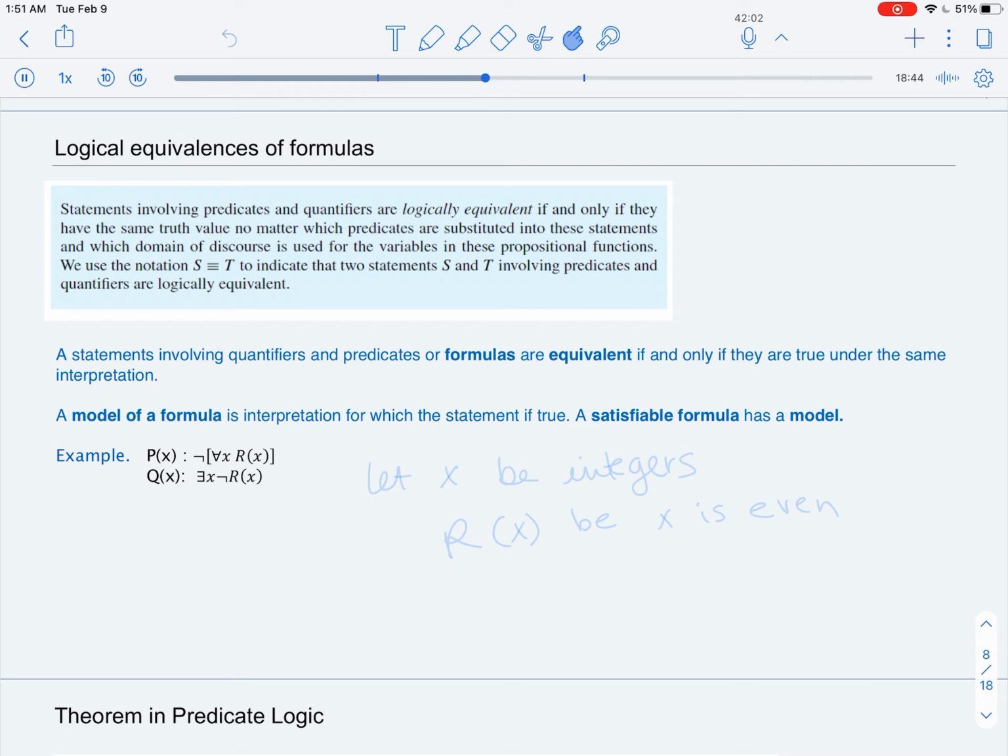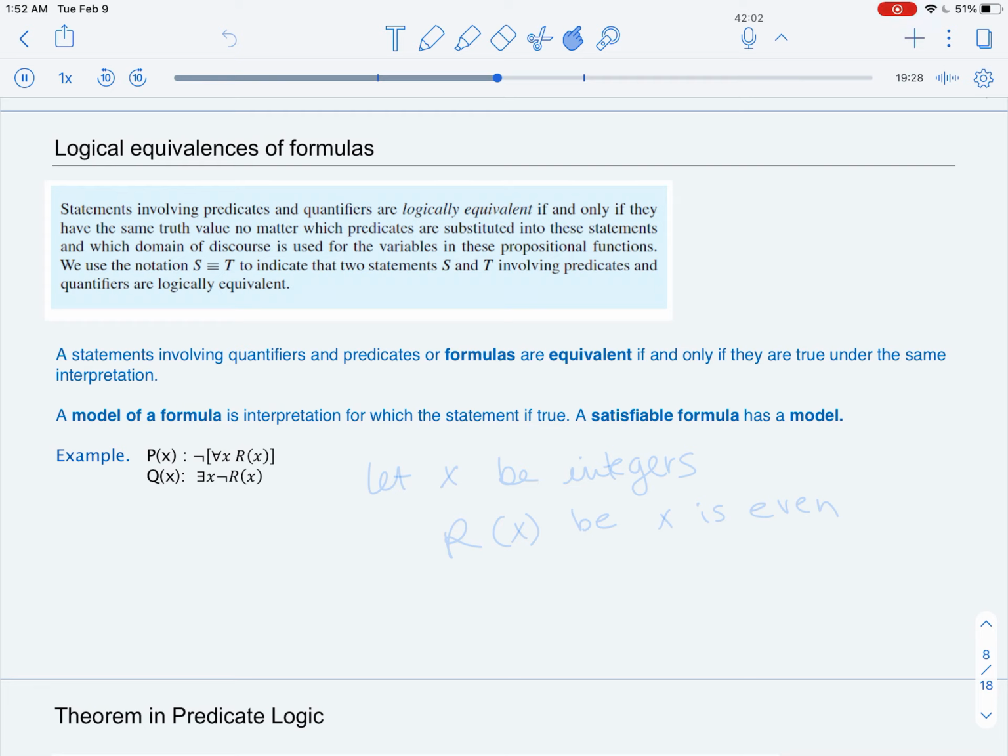That would mean that no matter what the predicates are or the domain of discourse, they would have the same truth value. And I gave an example of two equivalent statements here. P of x is the statement that we are negating, for any x, R of x. And Q of x is the statement that there exists an x such that not R of x. So this was what we use when we negate quantifiers. These are logically equivalent.